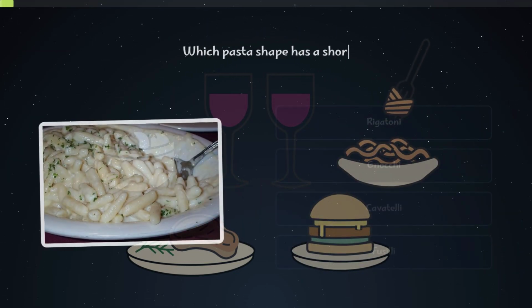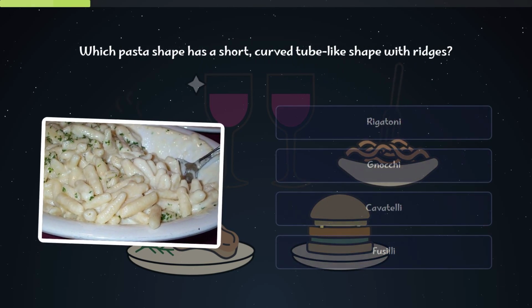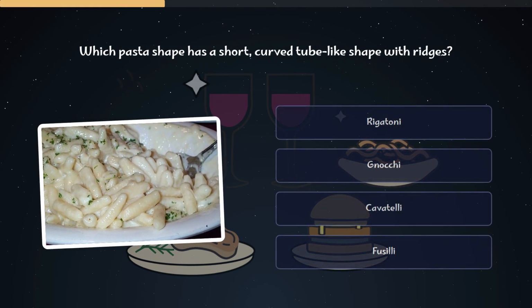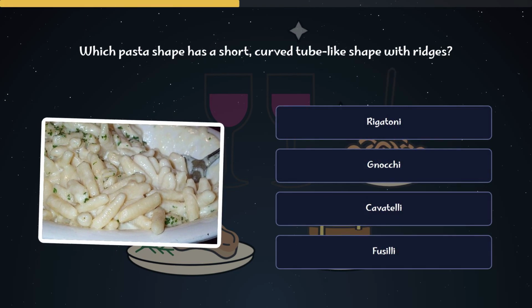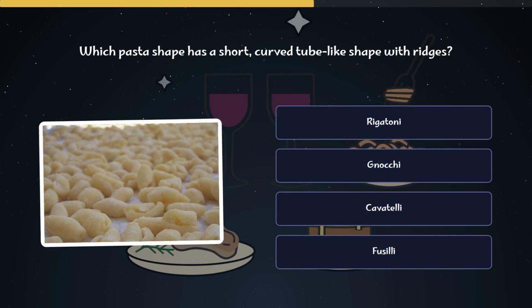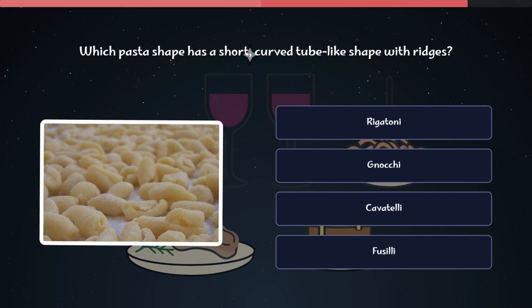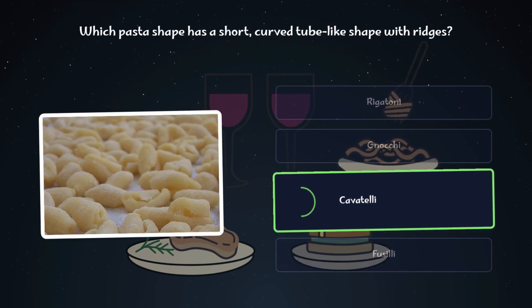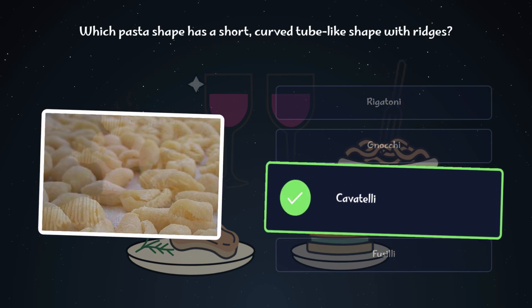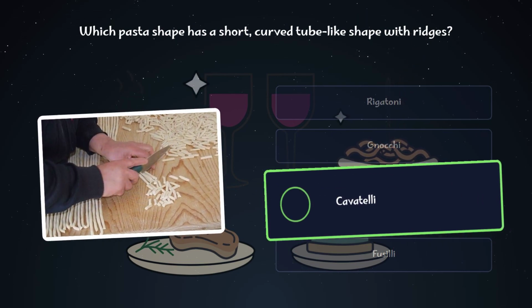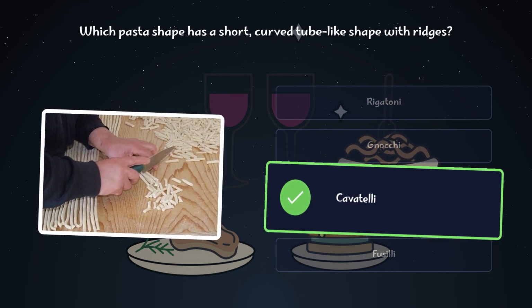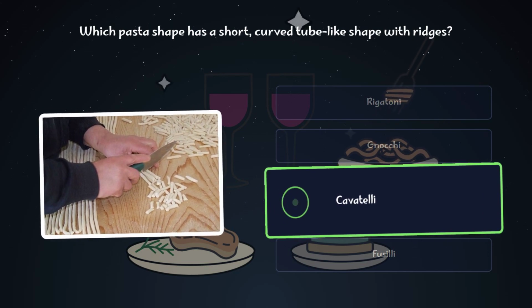Which pasta shape has a short, curved, tube-like shape with ridges? Cavatelli is a pasta shape characterized by its short, curved, tube-like shape with ridges. It is perfect for holding onto sauces and is commonly used in Italian cuisine.